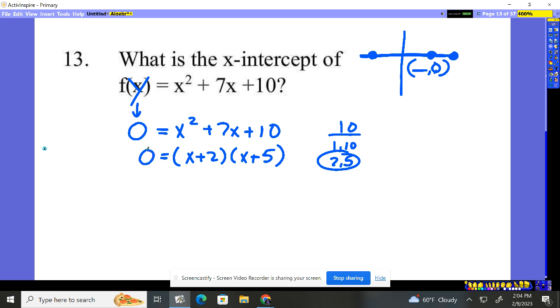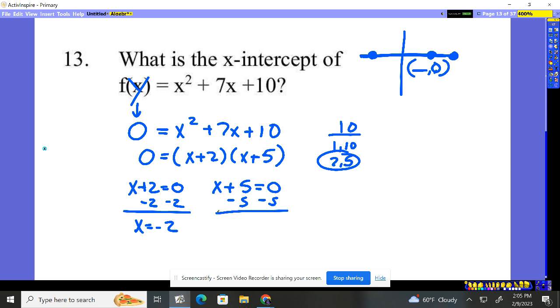So if two things multiplied together give you 0, one of the pieces has to be a 0. So x plus 2 has to be a 0, or the x plus 5 has to be a 0. I now take away 2, take away 2. Negative 2 is one of my possibilities. Over here, subtract 5, subtract 5. Negative 5 is your other possibility.